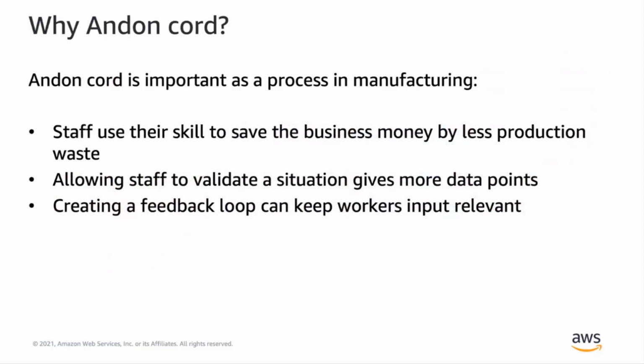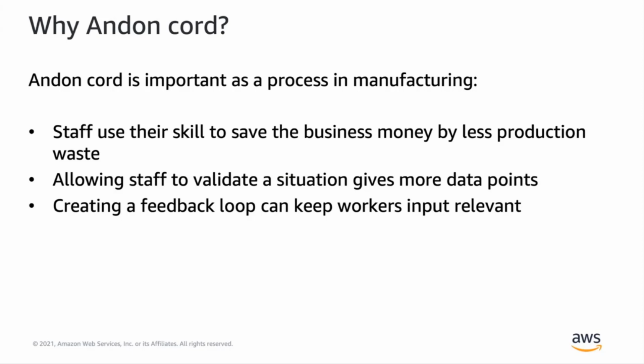Now, it's important in manufacturing, because staff can use their skill to save the business money. There's less production waste. You're allowing staff to validate situations, and it gives you more data points, because you can then see from what they're telling you, well, okay, that's very interesting. How do we automate that? Or why don't we automate bits of that?